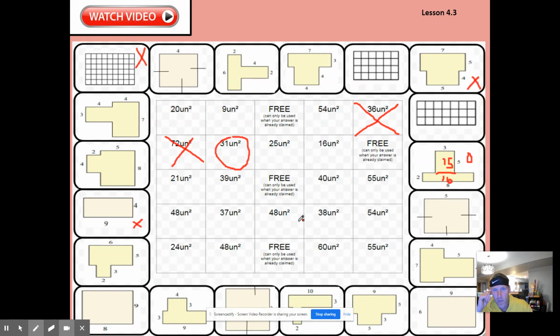The winner, of course, is the person that gets 5 in a row diagonally, which is like this, 5 in a row horizontally, which is side to side, or 5 in a row vertically, which is up and down. Have fun playing.